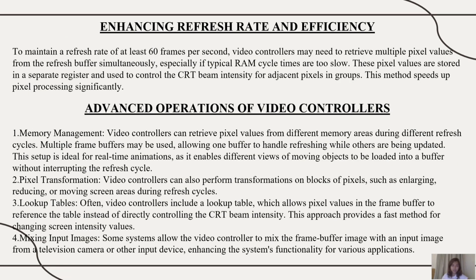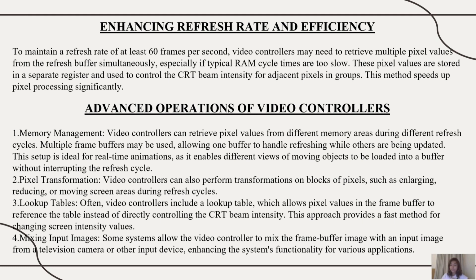Enhancing refresh rate and efficiency. To maintain a refresh rate of at least 60 frames per second, video controllers may need to retrieve multiple pixel values from the refresh buffer simultaneously, especially if typical RAM cycle times are too slow. These pixel values are stored in separate registers and used to control the CRT beam intensity for adjacent pixel groups. This method speeds up pixel processing significantly.